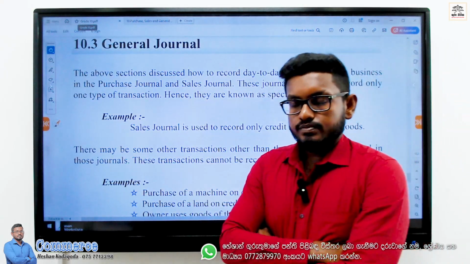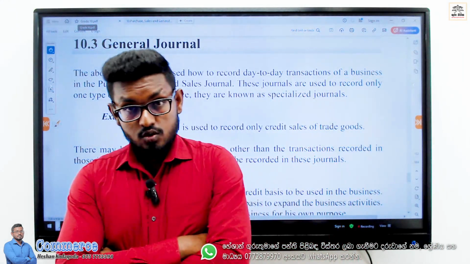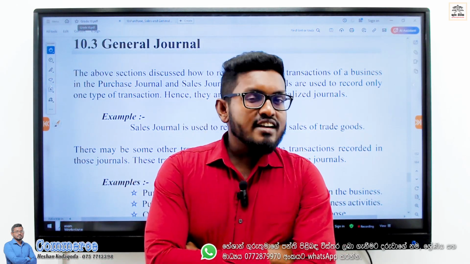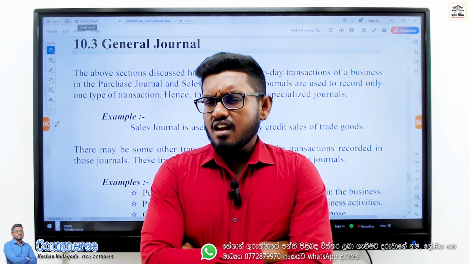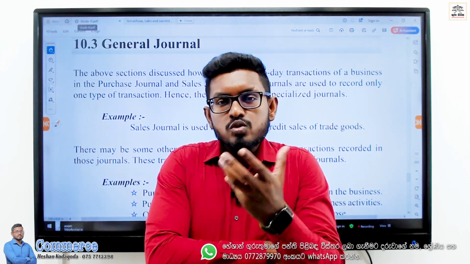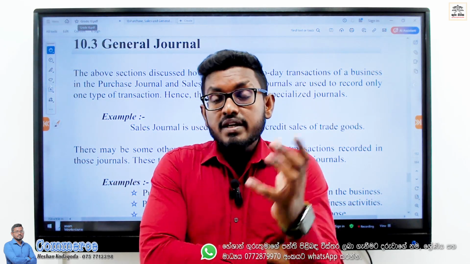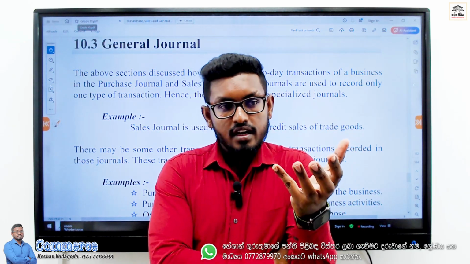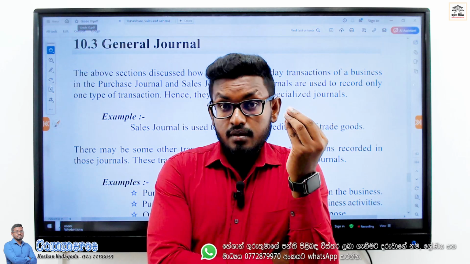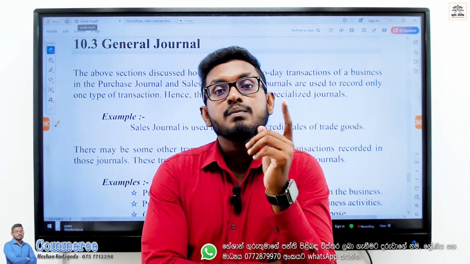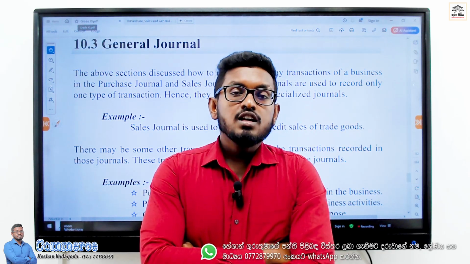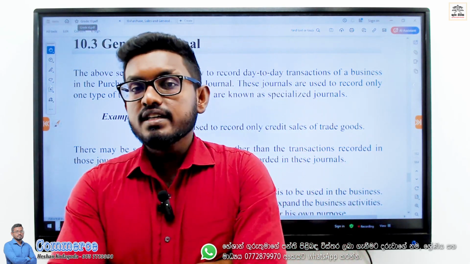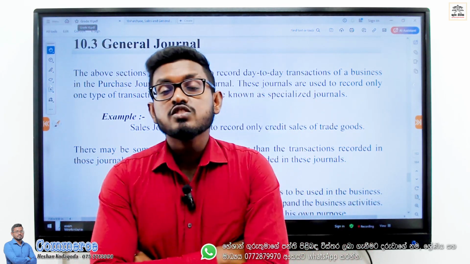For an example, purchasing non-current assets on credit basis. Non-current assets for what? For the usage of the business. When we purchase trade goods, trade goods are current assets. Got it? Right? Trade goods, credit basis purchases are recorded in the purchase journal. But when we purchase non-current assets on credit basis, there we record in the general journal.